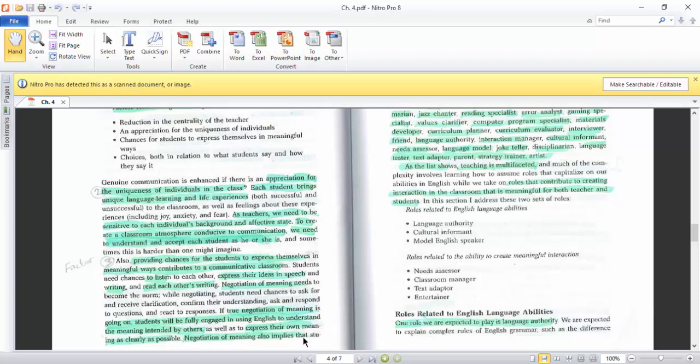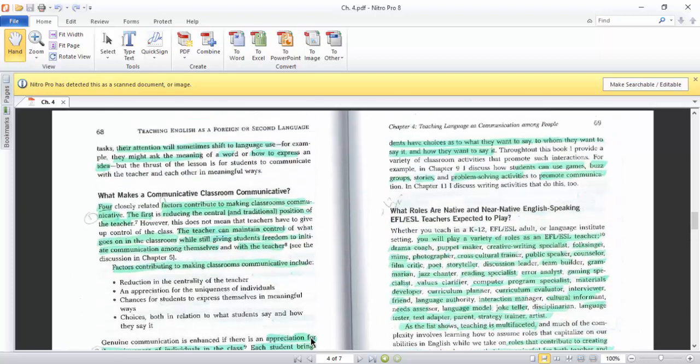Negotiation of meaning also implies that students have choices as to what they want to say, to whom they want to say it, and how they want to say it. So we have how students can use games, puzzles, group stories, and problem-solving activities to promote communication.